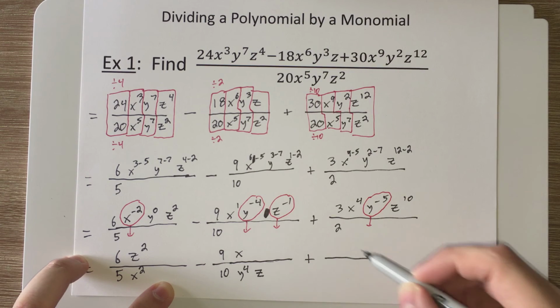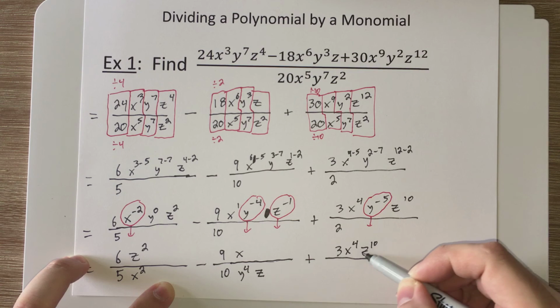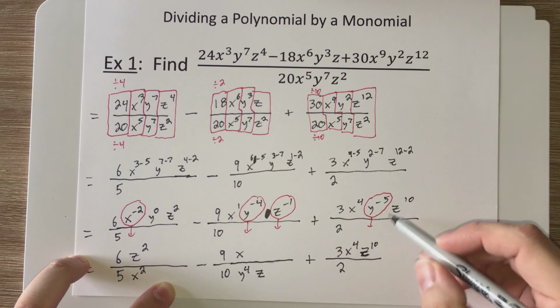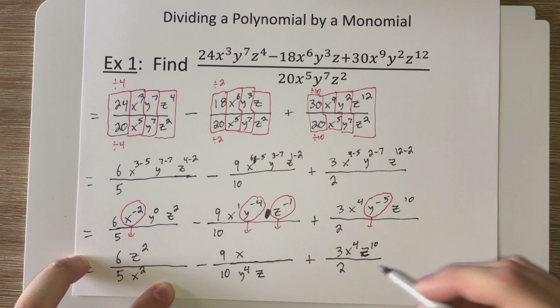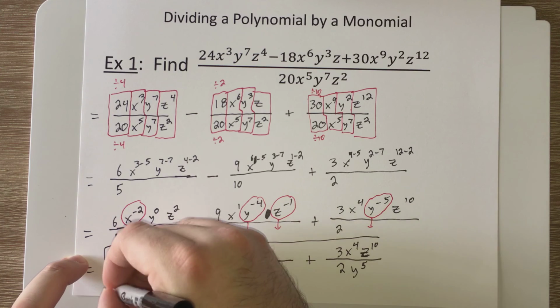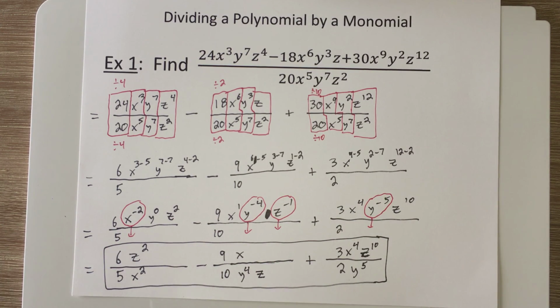Now this last term, so we have 3, x to the 4th, z to the 10. Those all stay on top. On the bottom, we have the 2, and then when you move that to the bottom, again, that has a negative power. You're going to make it positive, so it's going to be y to the positive 5. And that is the answer to that one. Okay, let's look at another example.